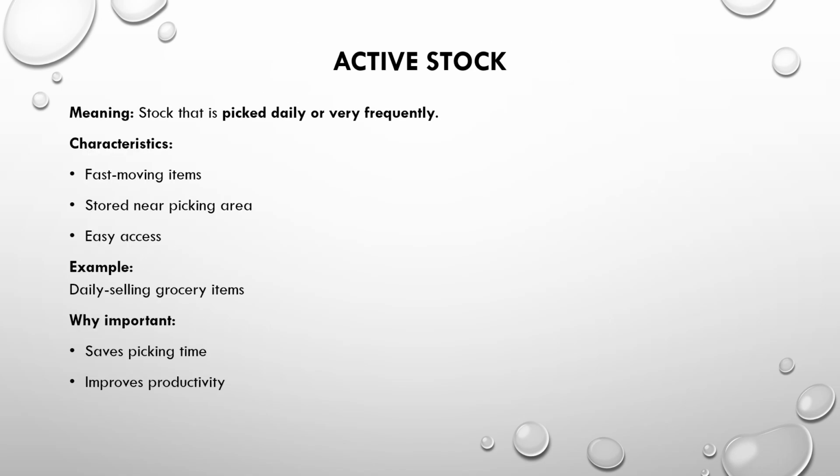Now let us understand active stock. Active stock means the stock that is picked daily or very frequently in a warehouse. These items move very fast and are in regular demand. Characteristics of active stock: active stock items are fast moving items. They are usually stored near the picking area so workers can reach them quickly. These items have easy access, which helps in faster order processing. A good example of active stock is daily selling grocery items such as rice, flour, or packaged food.